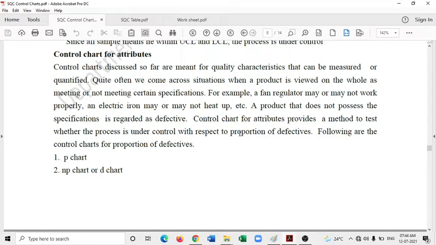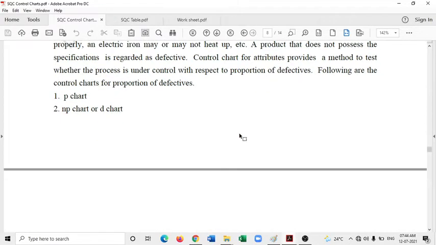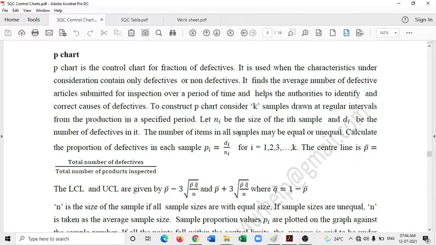So first we will consider the control chart for number of defectives or proportion of defectives. And we have two charts, the P chart and second the NP chart or D chart. The P chart gives the control chart based upon proportion of defectives, and the NP chart gives the control chart for number of defectives. Now, first we take the P chart.